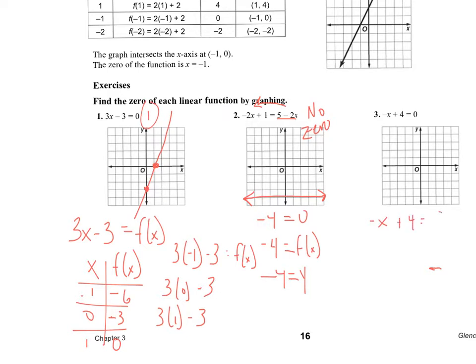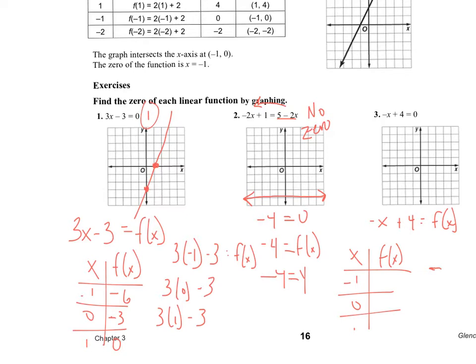Okay. Next one. This one's already set up pretty well for me, so we can say negative x plus 4 equals, right, f of x. And go ahead and make your table if you'd like. So we'll have x, f of x, and let's go negative 1, 0, and 1. Same thing. So we plug these in here.